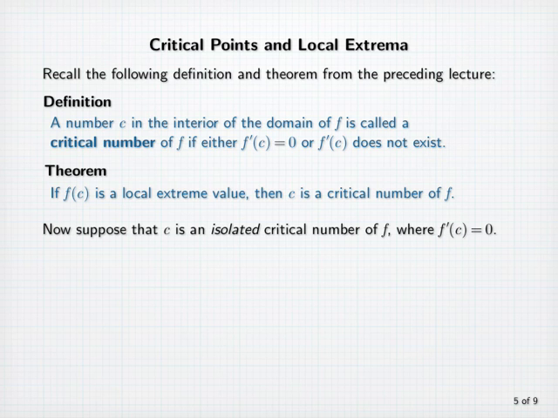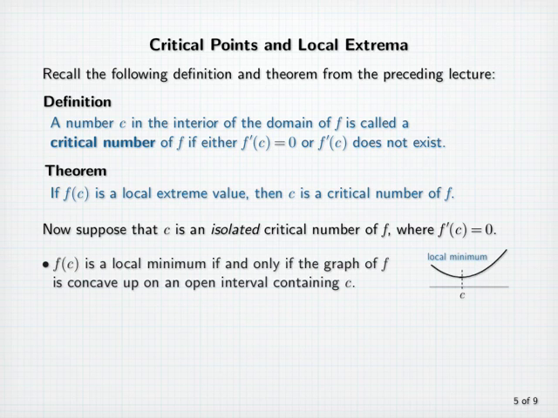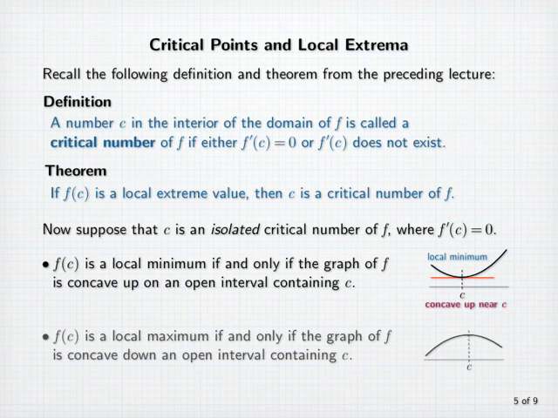Now suppose that c is an isolated critical number of f where f prime of c equals 0. That is, there's an interval surrounding c that contains no other critical numbers of f. f of c is a local minimum if and only if the graph of f is concave up on an open interval containing c. And f of c is a local maximum if and only if the graph of f is concave down on an open interval containing c. These facts suggest that concavity may be used as a way of classifying critical numbers. In fact, a simplified version of these ideas takes the form of a test called the second derivative test for classifying critical numbers.